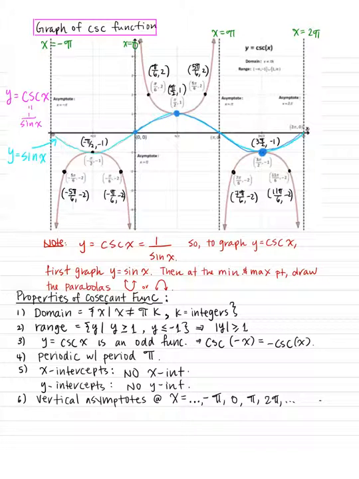So let's just go over the properties of the cosecant function. The domain is the set of x such that x cannot be a multiple of pi. And the range is either y is greater than or equal to 1 or y is less than or equal to negative 1. Okay, and then cosecant of x is an odd function because sine is an odd function and cosecant is 1 over sine. And the cosecant function is periodic with period 2 pi. There are no x and y intercepts, and the vertical asymptotes are at x equals negative pi, 0, pi, 2 pi, and so forth.